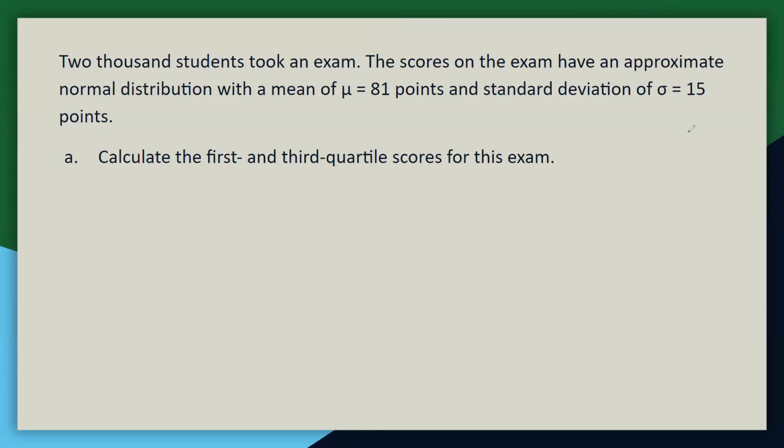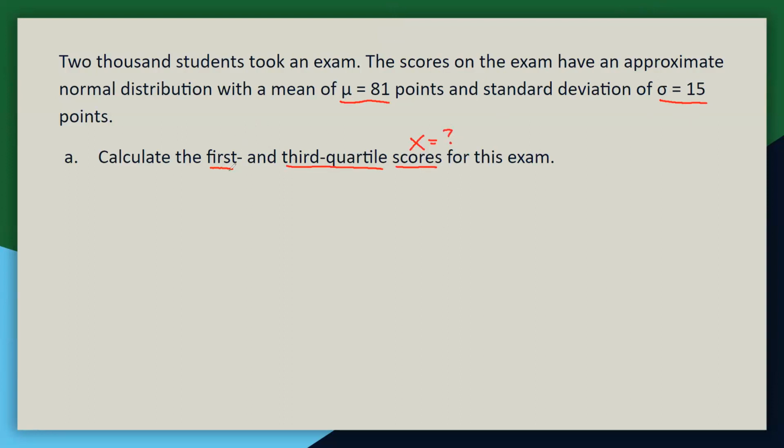So let's go ahead and go through this problem. I'm going to do this a little bit quicker since we've seen a few. We know the mean's 81, standard deviation's 15, and they ask for the first and third quartile scores. They're asking for scores, meaning they're looking for X values.